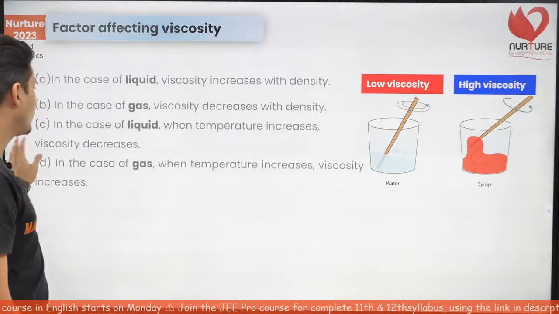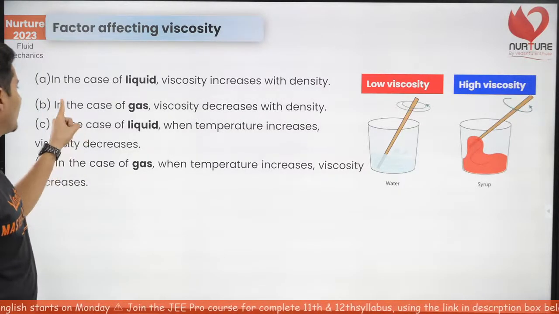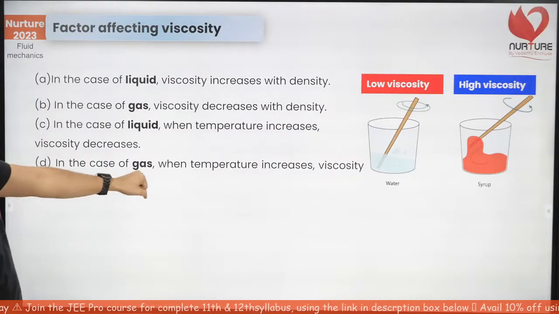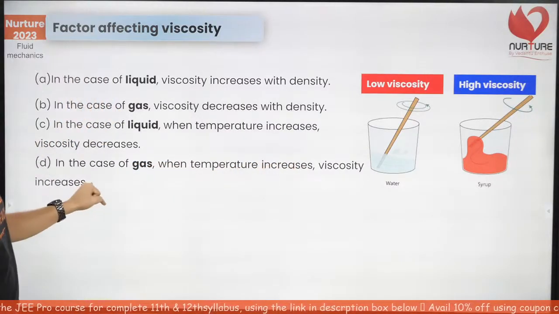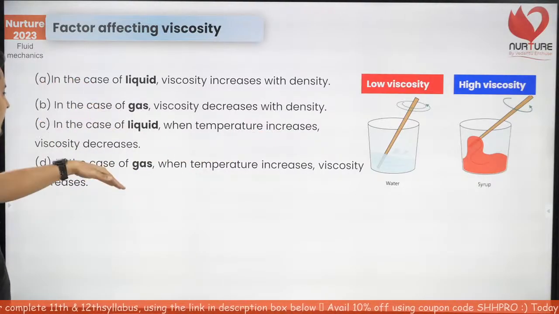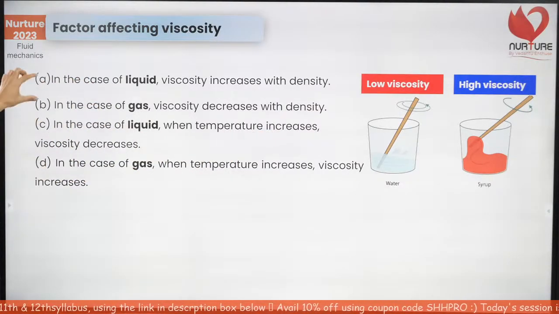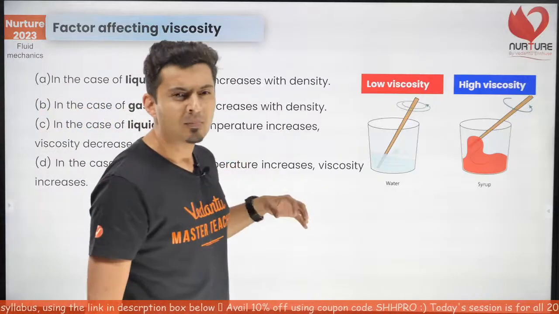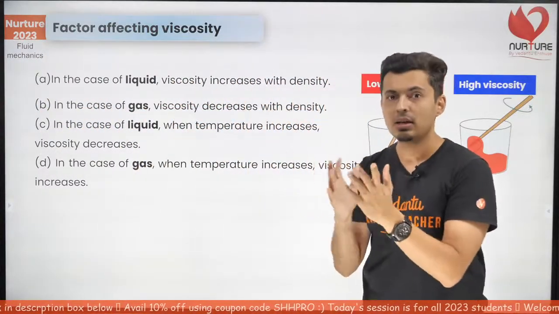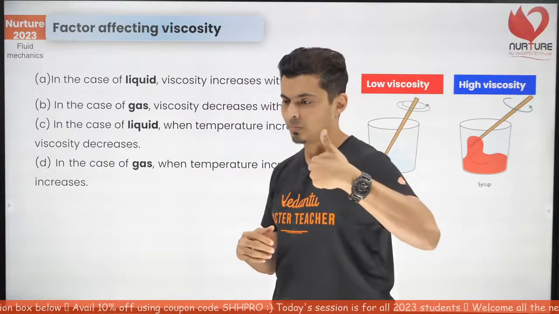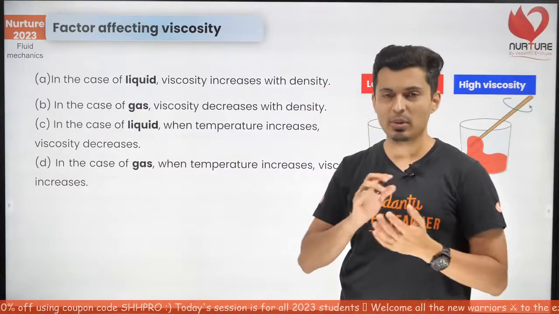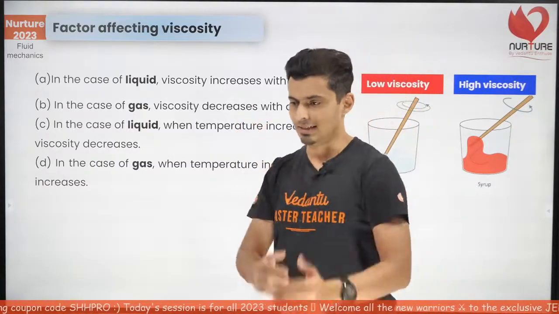So that's what happens. So with temperature, remember for gas, in the case of gas, when temperature increases, viscosity increases. Whereas for a liquid, when temperature increases, viscosity decreases. Very, very important points. The first 2 points are very obvious. If you have more heavy molecules, density is more, like for honey, viscosity is more. But for less dense liquids, you will see the viscosity is generally less.